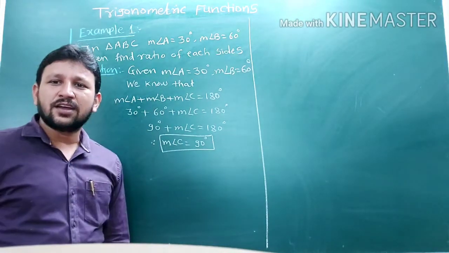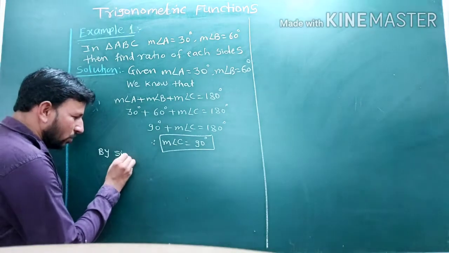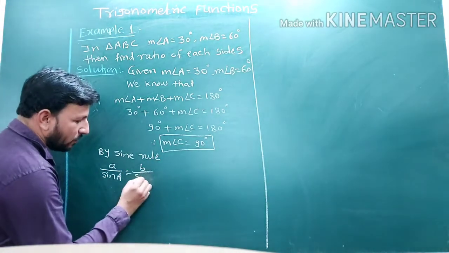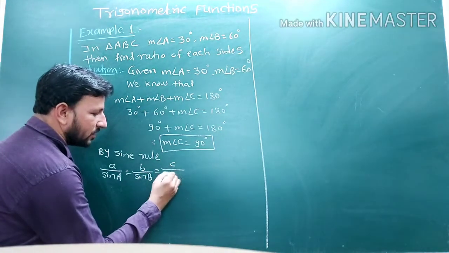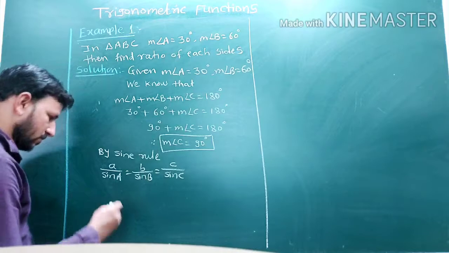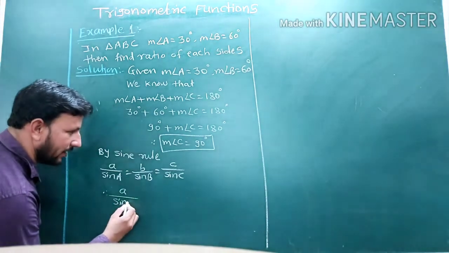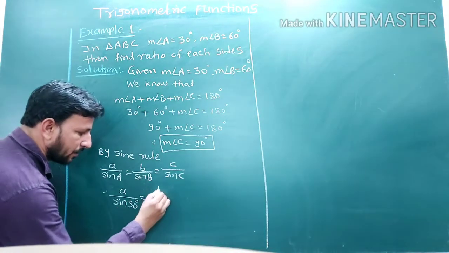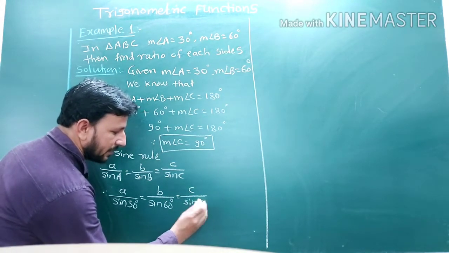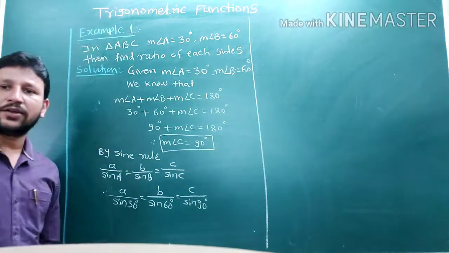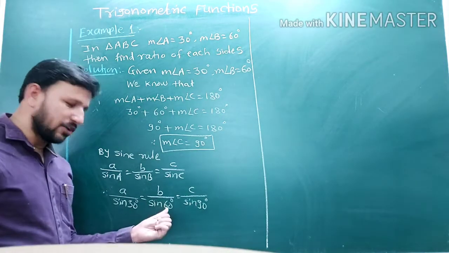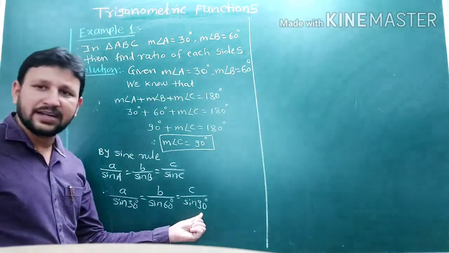So we apply the sine rule. By sine rule, a upon sine A is equal to b upon sine B equal to c upon sine C. Substitute values of the given angles A, B and C. Therefore, a divided by sine of angle A, 30 degrees, b divided by sine of angle B, 60 degrees, equal to c divided by sine of angle 90 degrees. Values of the trigonometric functions for these angles are known: sine of 30 degrees is half, sine of 60 degrees is root 3 by 2, and sine of 90 degrees is 1.